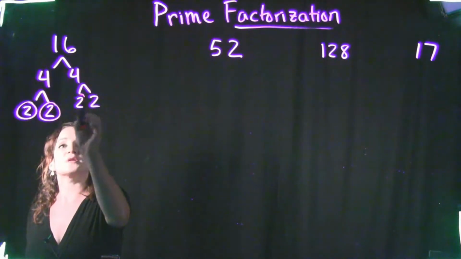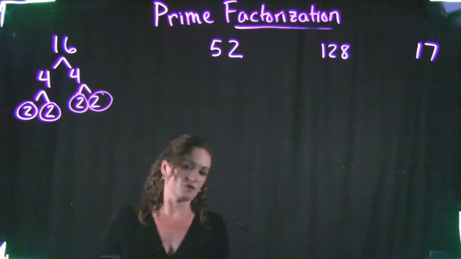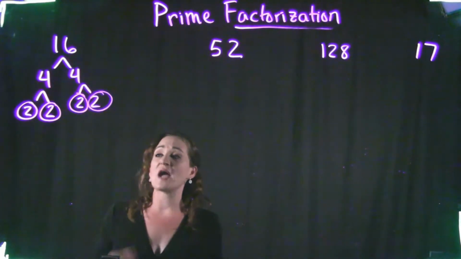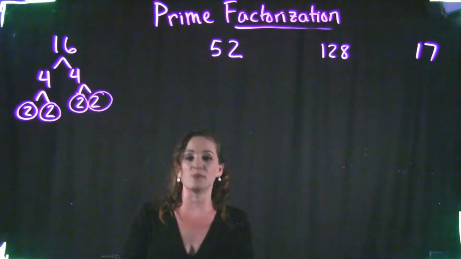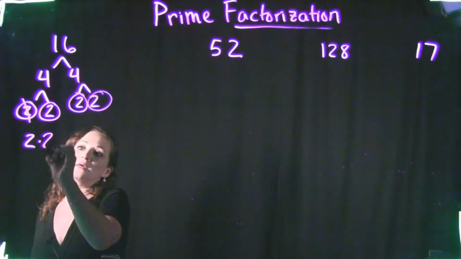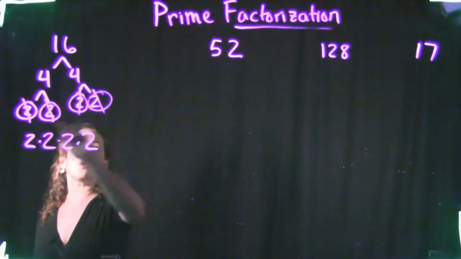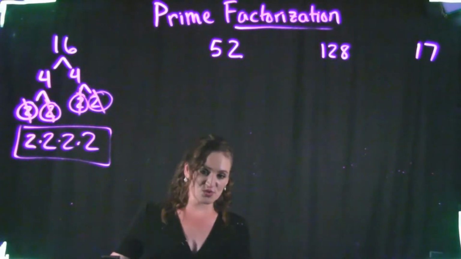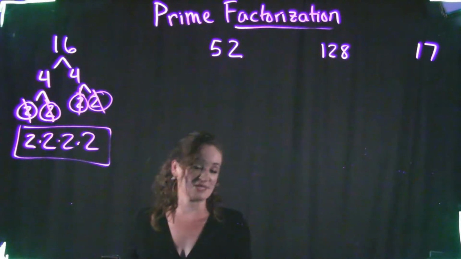So I'm going to circle my 2's because those signify the ends of each one of those branches. I cannot break them down any further. Our prime factorization is what we get when we multiply all these end numbers together. So our prime factorization would look like 2 times 2 times 2 times 2. All 4 of these end branches put together, 2 times 2 times 2 times 2, is our prime factorization for the number 16.